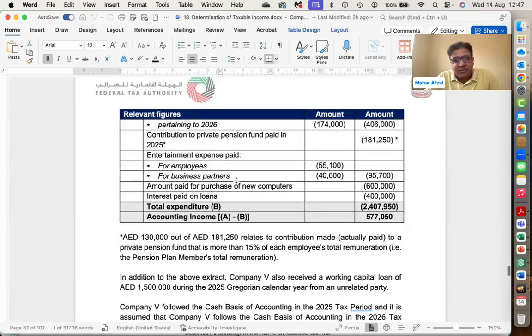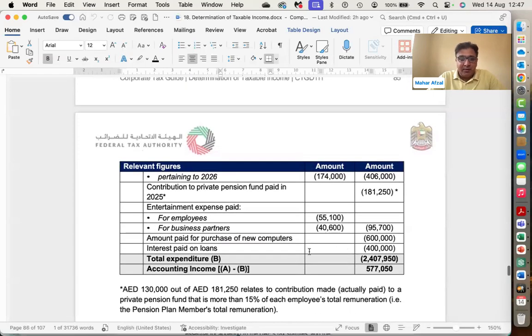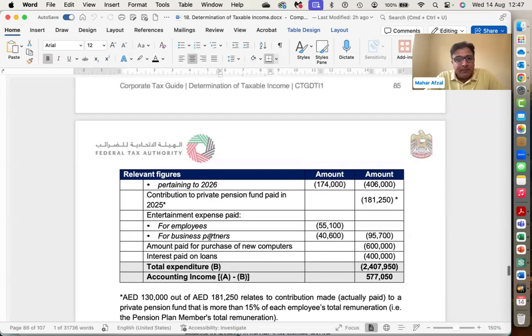If there is a natural person, then loan conditions are not applicable. I'm assuming they are not a natural person. So the loan is less than 12 million, they can claim 100%. I'm taking 577,050. The loan they can claim on cash basis is fine. Amount paid for the purchase of a new computer, that is fine. Entertainment expenses for employees, they can claim 100%. For business partners, they can claim 50%. The other 50% we need to add back, which is equal to 20,300. We have added it back.